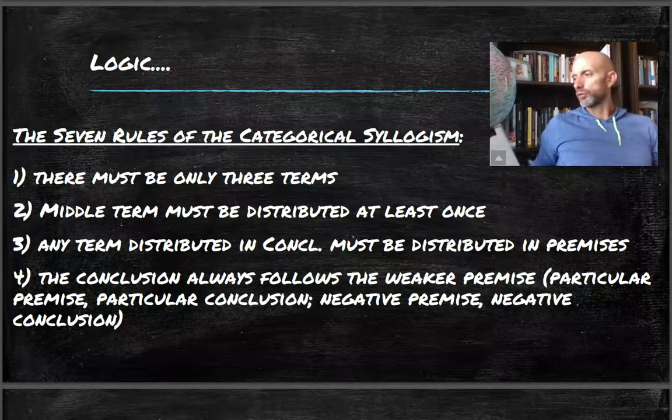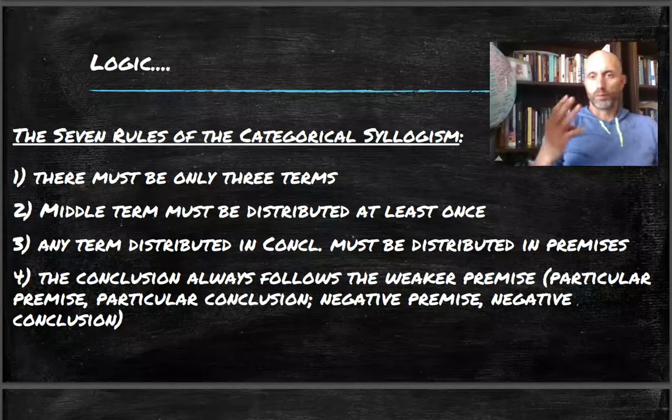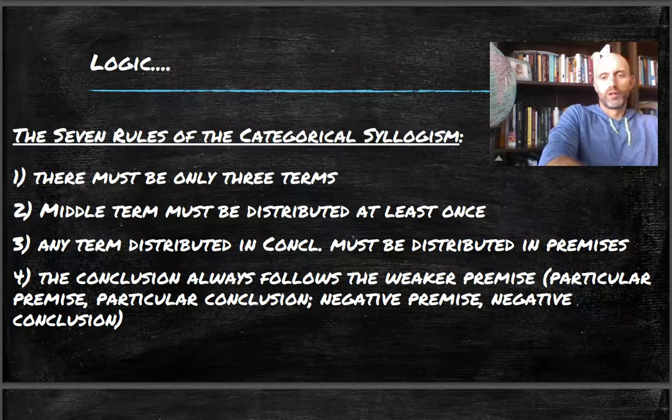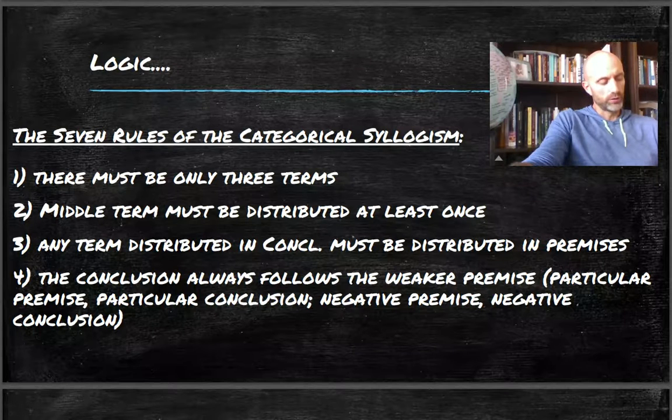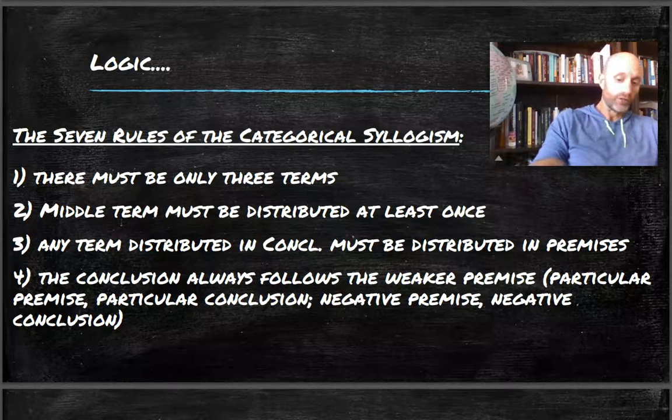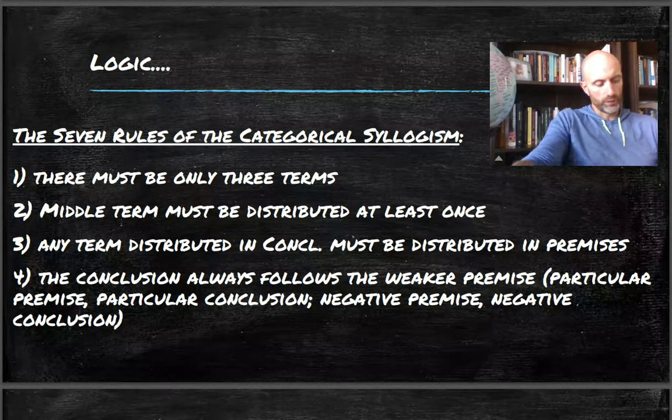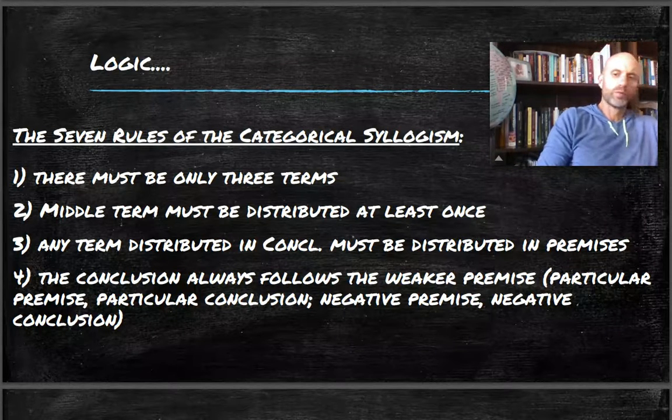So back to the 7 rules. The first is you have to have only 3 terms. If you mix in other terms, that's when we are guilty of the fallacy of equivocation. Excellent example down here that Geisler and Brooks give. Here's an example of equivocation, and they're doing it with their middle term. Where they're equivocating is actually going to be on their middle term.